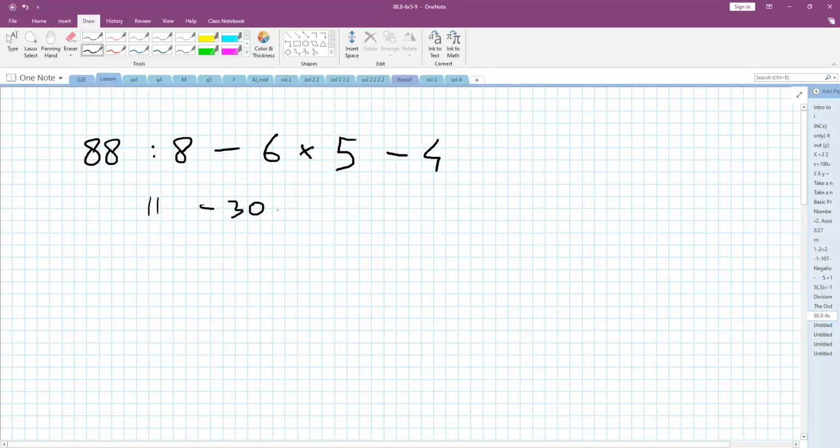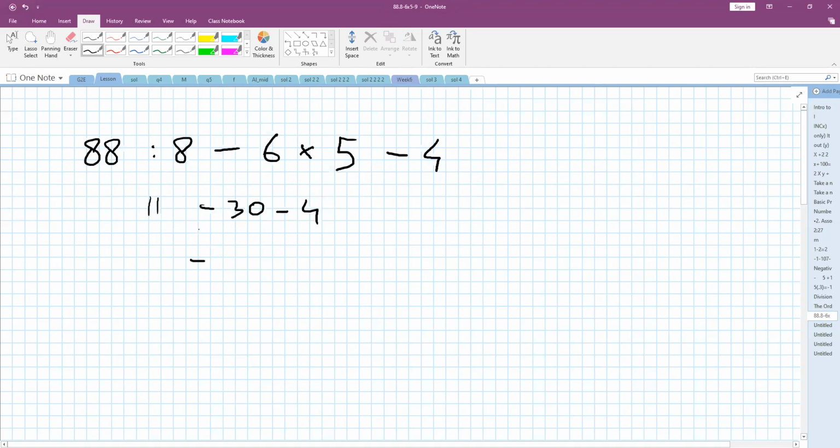Okay. And then minus 4. So what happened is now you have 11 and then minus 30 and then minus 4. Yes. So there is negative what? That is negative 15. How did you get that number?